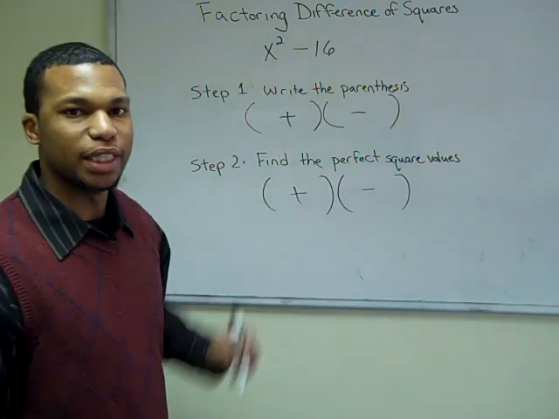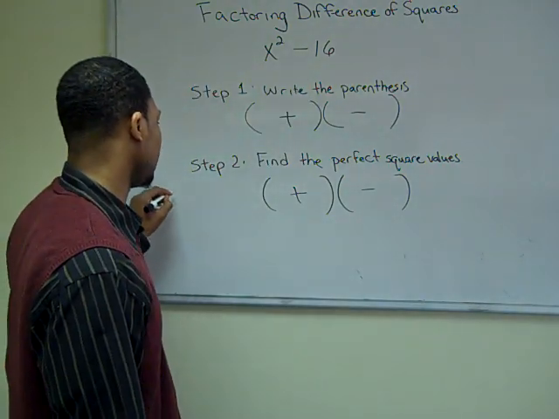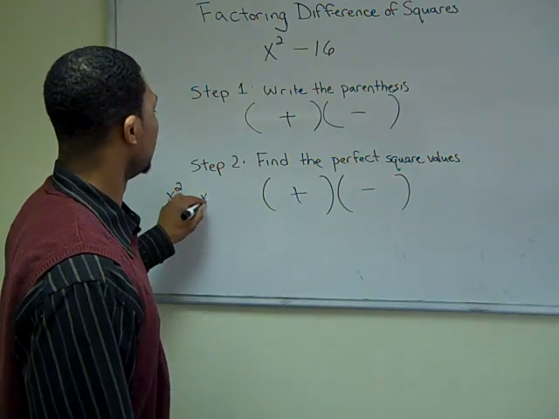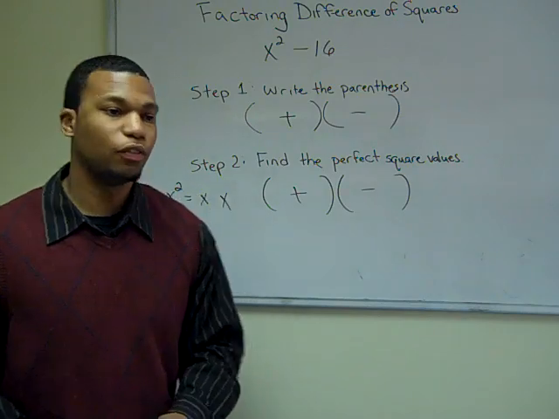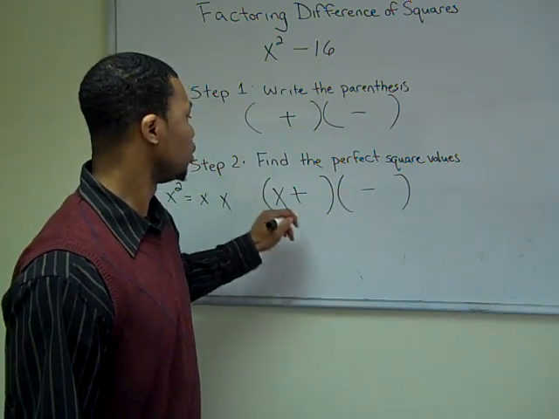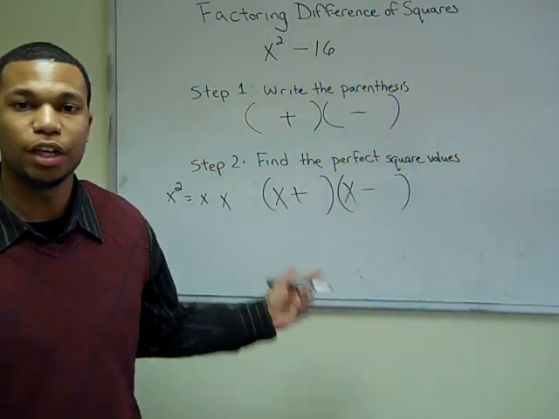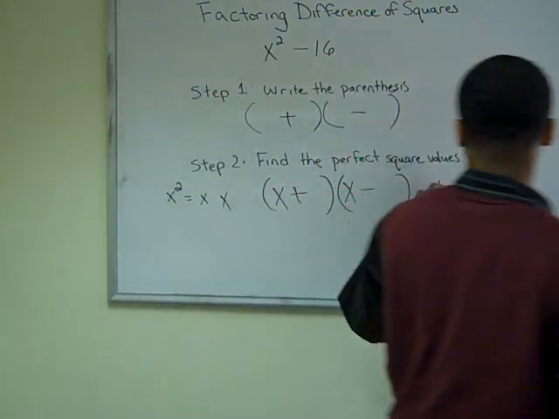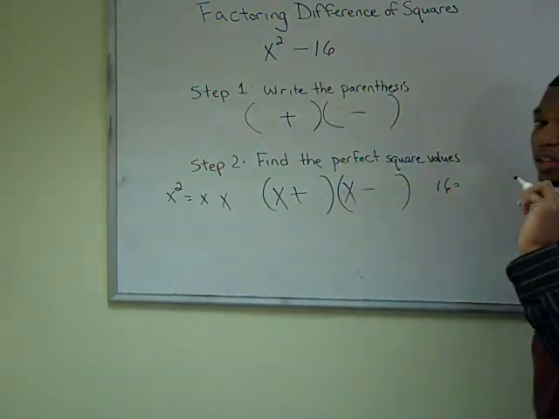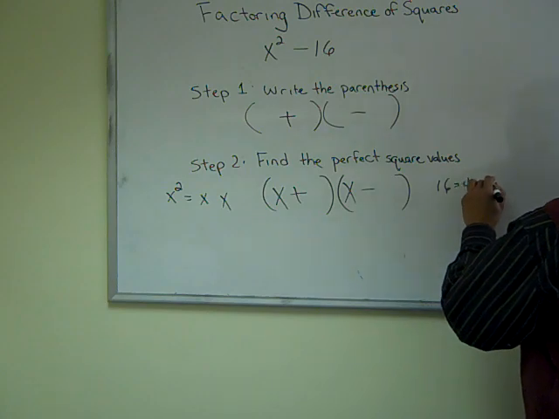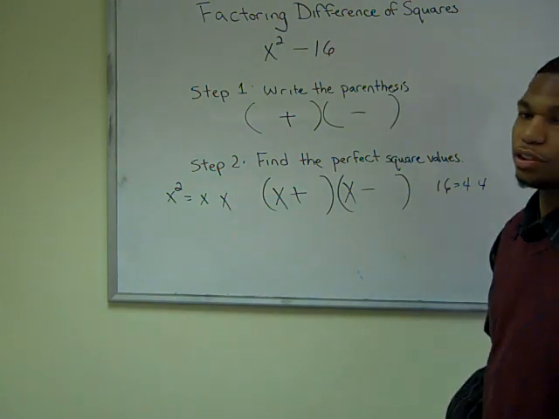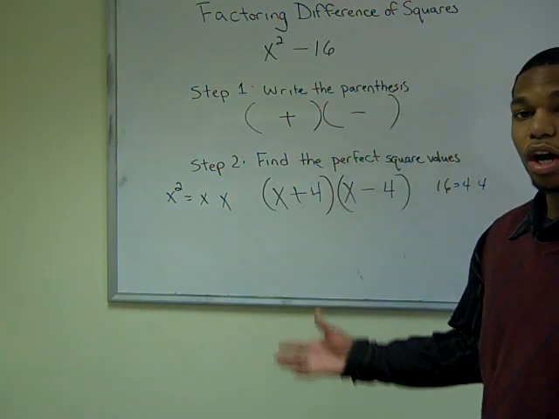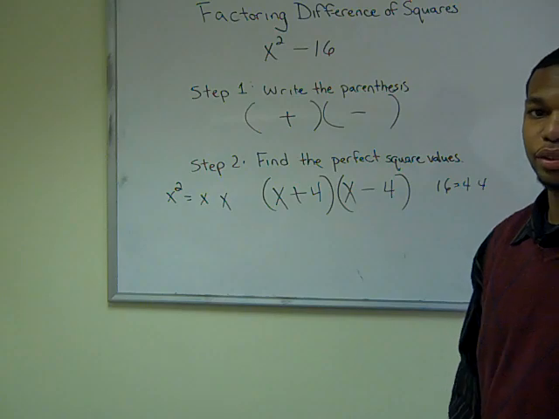Well, once again, to get x squared, we know we had to multiply x times x to get it. So therefore, in our first values is going to be x and x. To get 16, we know that we have to multiply 4 times 4 to get that. So our second values would be 4 and 4. And our solution is completely factored.